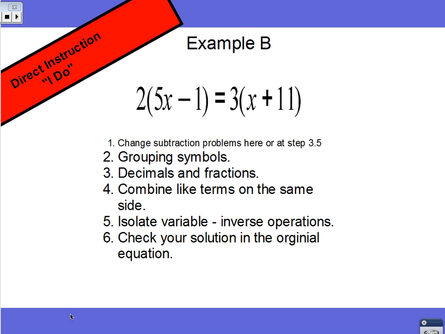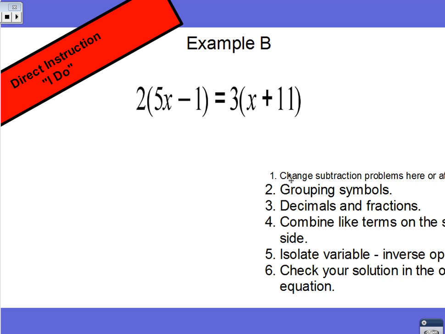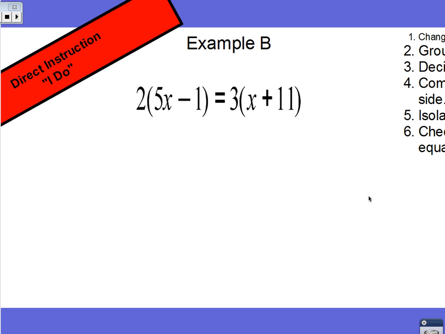So, step 2, get rid of my grouping symbols. How do I do that? Starts with a D, distributive property. And then, if I had any decimals and fractions, I can get rid of them. Combine my like terms on the same side, if I had any. And then I start isolating the variable. That's moving things and inverse operations. So that's a little shortcut. You'll see how this works a little later, as we do this problem.